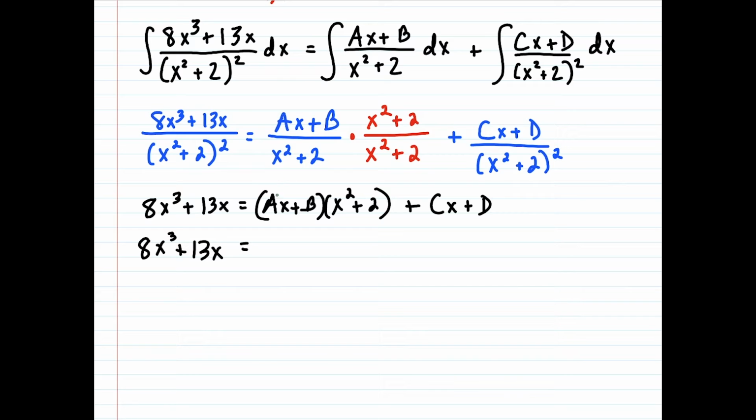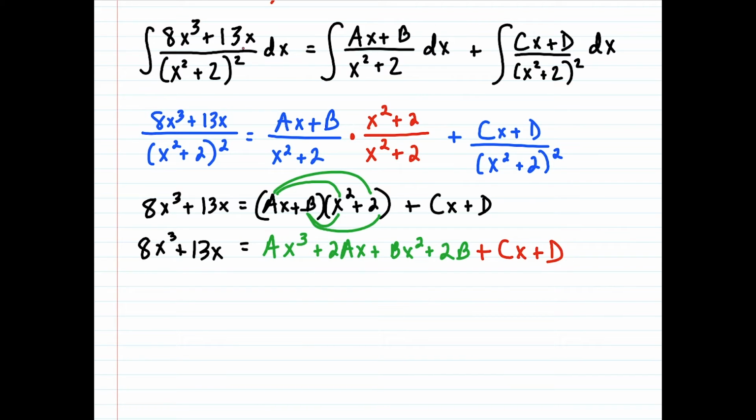And if we do in fact expand this, we have ax times x to the second giving us ax cubed. And then when we multiply the last terms, we have plus 2ax, and then when we distribute b, we're going to have bx squared, and then at the end the constant is going to be 2b, and then we have this plus cx plus d at the end.